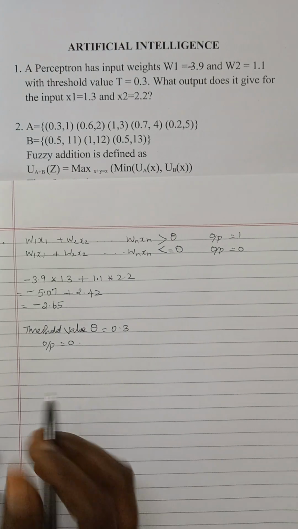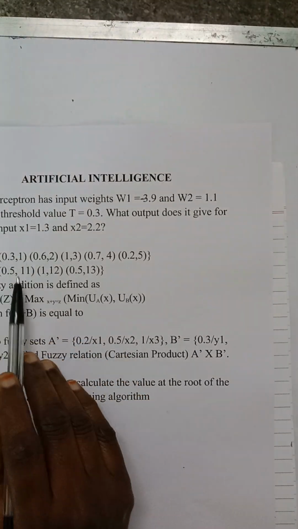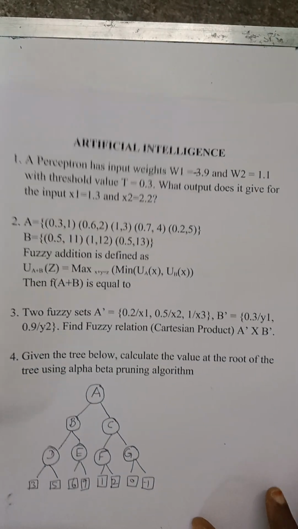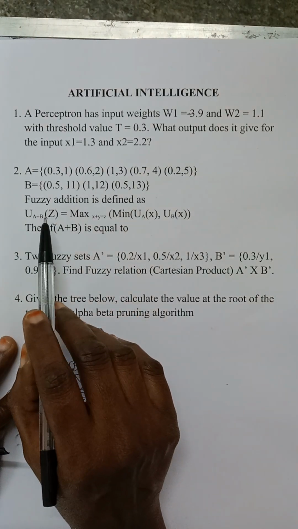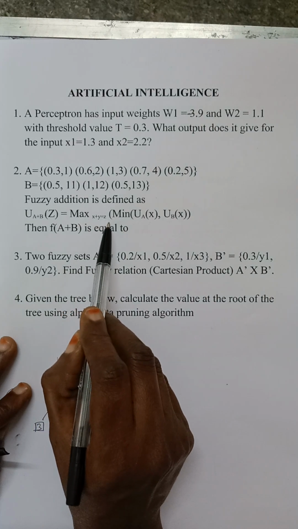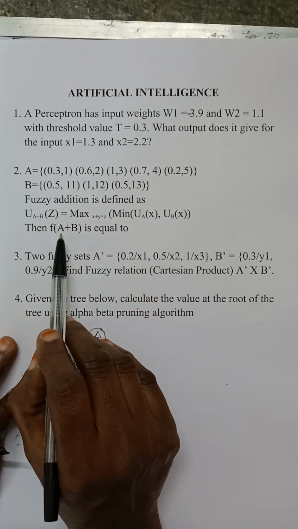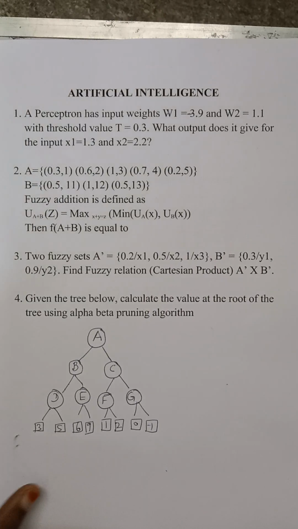Okay, next problem. A and B are fuzzy sets. Fuzzy addition is defined as mu of A plus B of Z is the maximum over x plus y equal to Z of the minimum of mu A of x and mu B of y. Then what is A plus B? So this is the question.